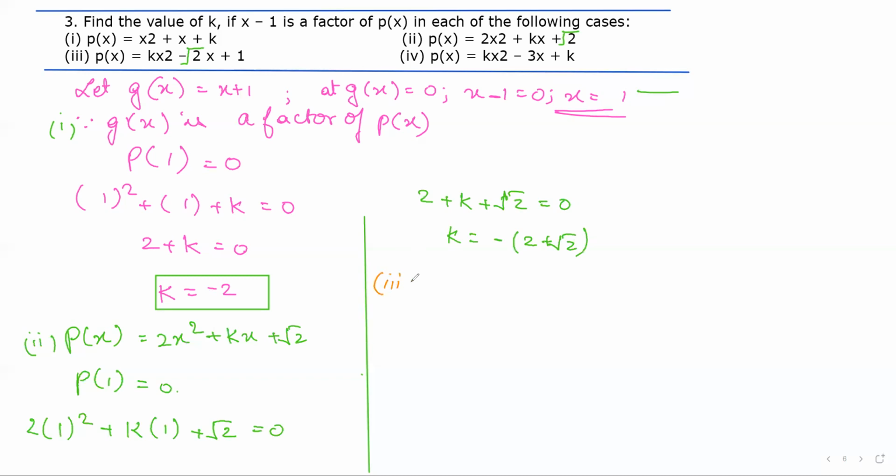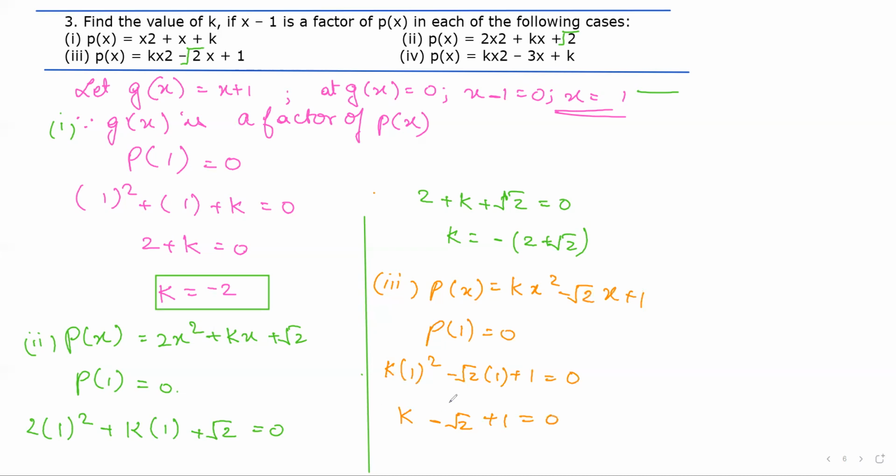In the third part, p of x is equal to kx square minus root 2 x plus 1. Here, p of 1 is equal to 0. Therefore, p of 1 means k into 1 square minus root 2 into 1 plus 1 is equal to 0. So k minus root 2 plus 1 is equal to 0. Therefore, k is equal to root 2 minus 1.